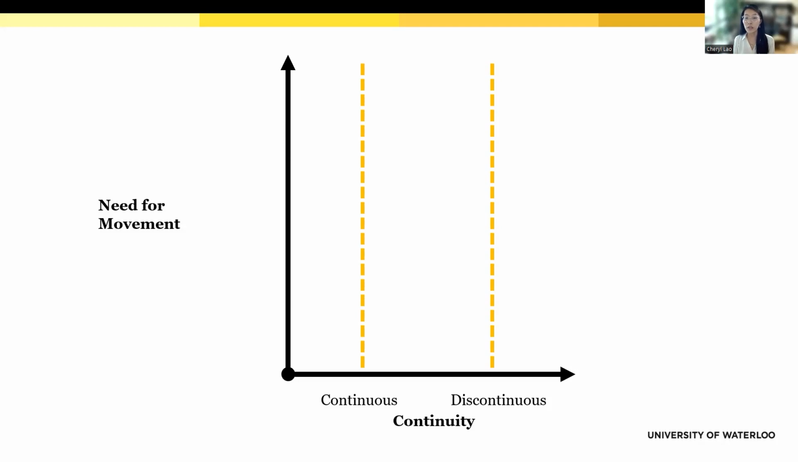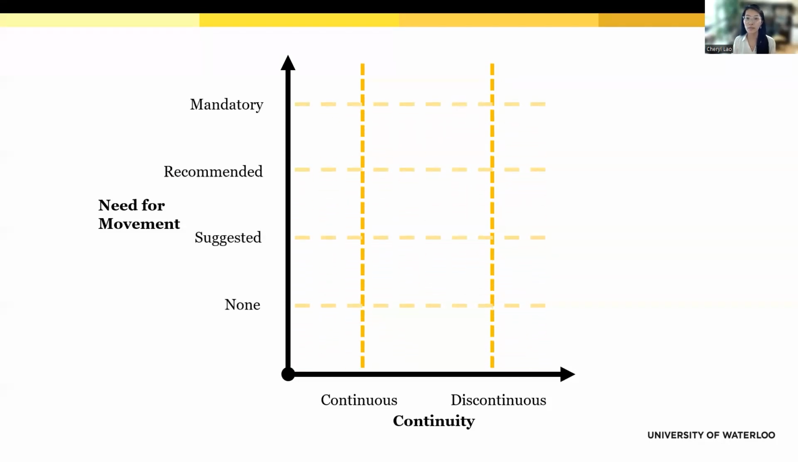Now, this is a continuous axis, even though it looks like it's binary. And we're essentially looking at how often the generic viewpoints contain discontinuities. So the other axis is the need for movement, which we separate into 4 levels for easy reference. In reality, this is also a continuous axis.